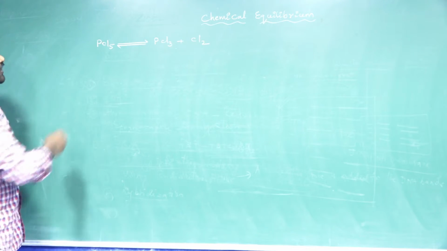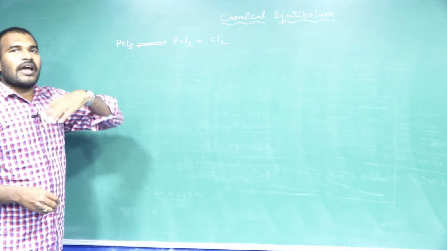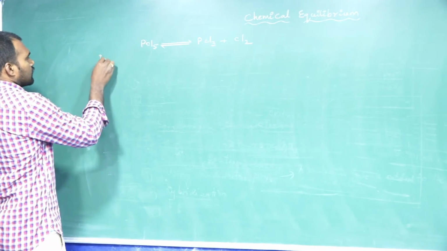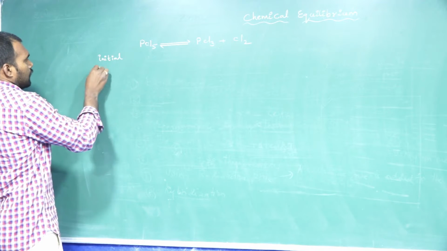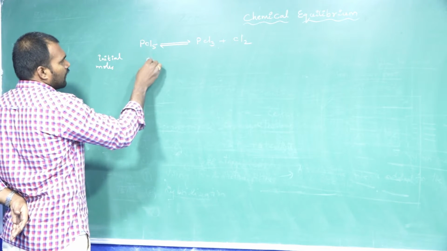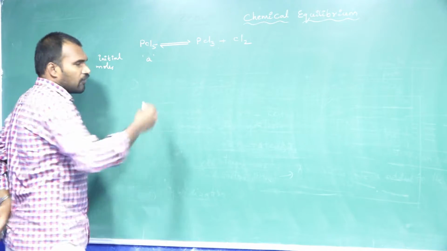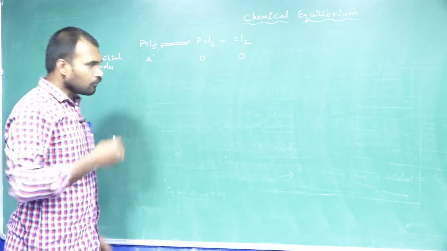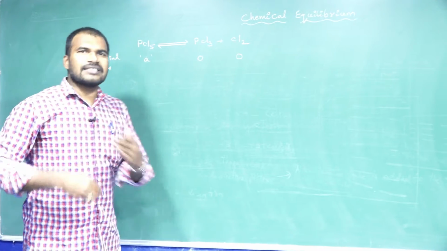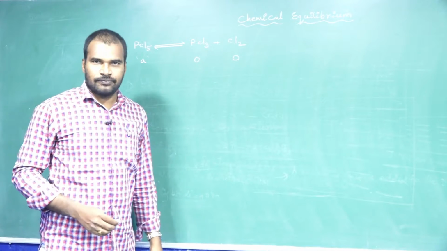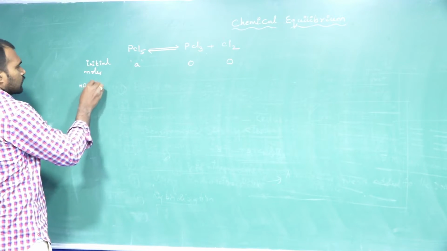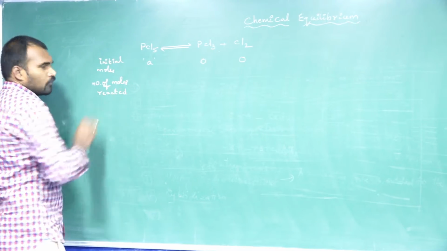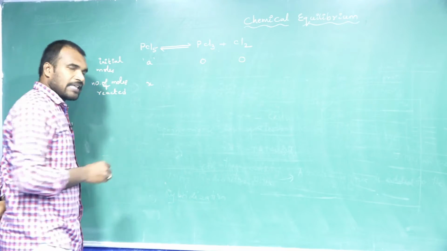So let us consider initially A moles of PCl5 taken in a vessel of volume V. Initial moles: A moles we have taken, and initially we have taken only reactants, not the products, so it will be 0 and 0. Out of A moles, let us imagine X moles have been dissociated. So the number of moles reacted is X moles.